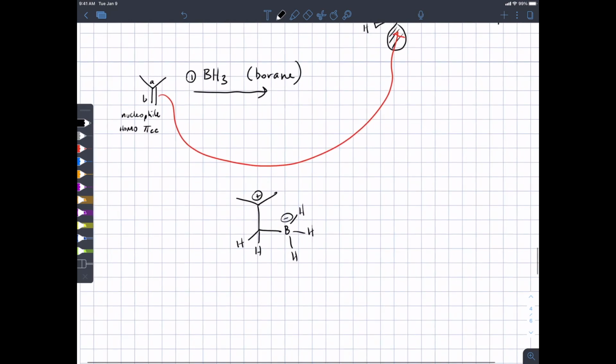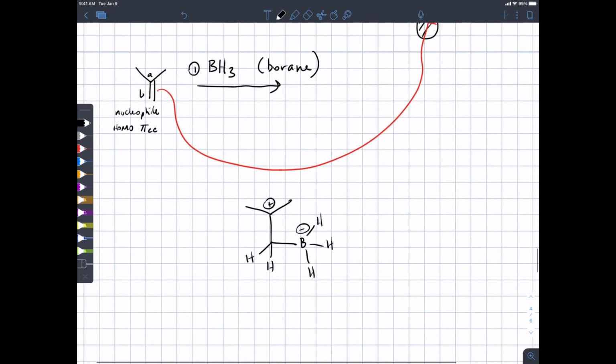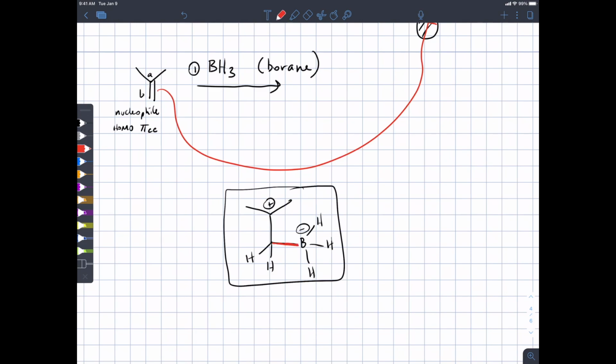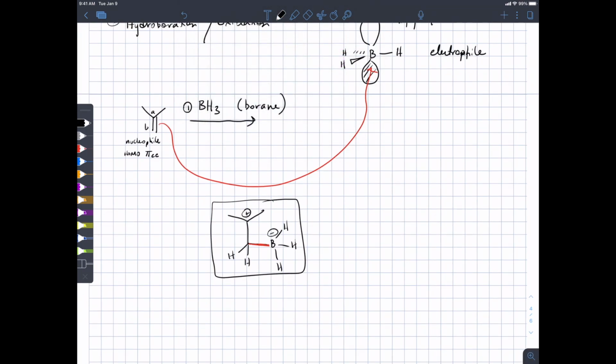Now, there's actually evidence that this is not all that happens in the first step. That is, there's not a lot of good evidence for a carbocationic intermediate. But I wanted to show you this potential intermediate so you could get the idea that we want to form the new bond with the less substituted carbon, so that the carbon that is electron deficient is the more substituted one. In reality, we don't observe this intermediate.